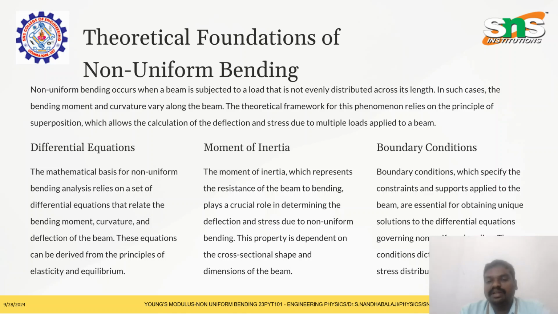Moment of inertia: the moment of inertia, which represents the resistance of the beam to bending, plays a crucial role in determining the deflection and stress due to non-uniform bending. These properties depend on the cross-sectional shape and dimensions of the beam.